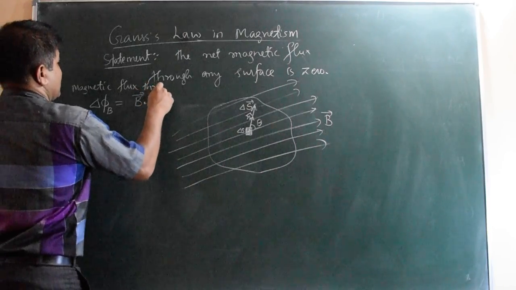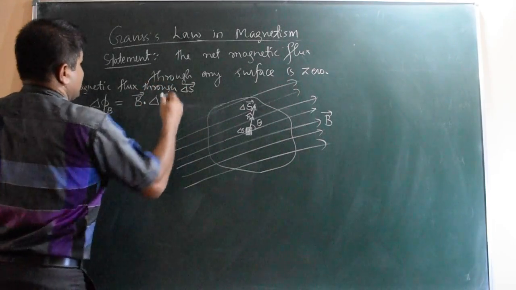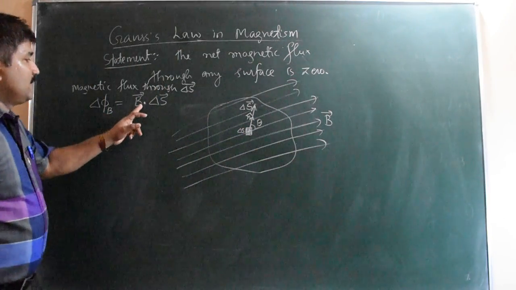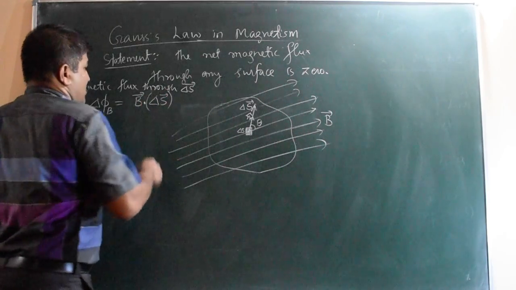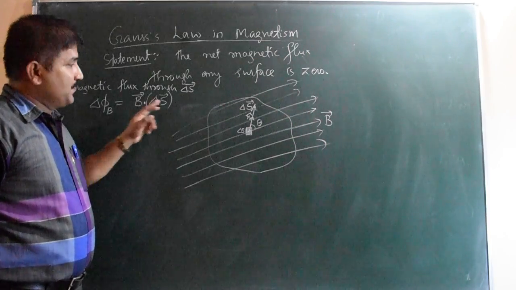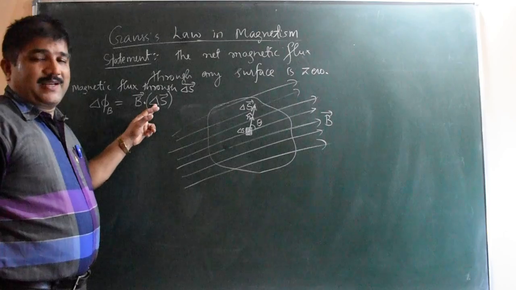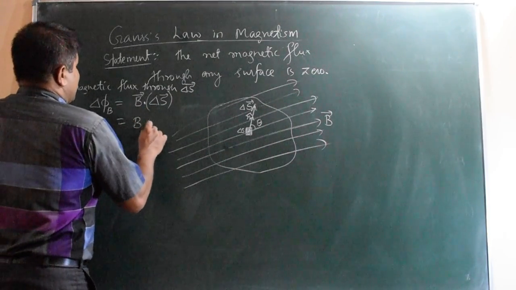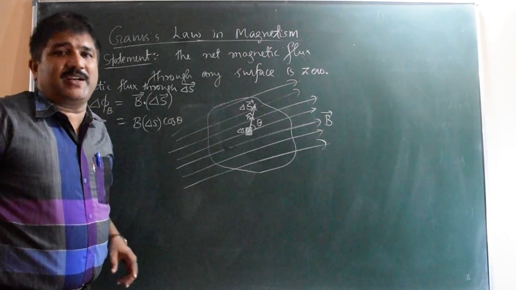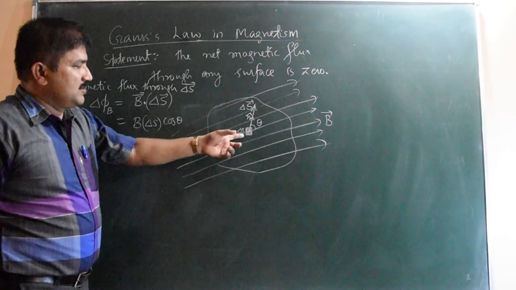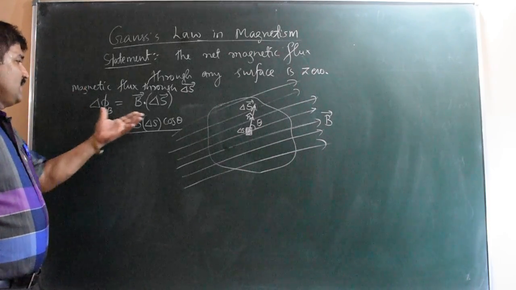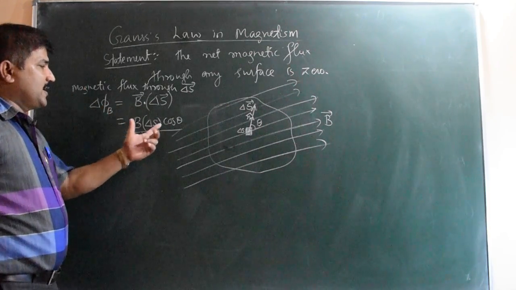through the surface delta S, small elemental area delta S. How much field lines enter? That is the B dot delta S, means dot product of B vector, magnetic field at that point, and delta S vector. We can expand this B delta S into cos theta. The area element is taken very small, infinitesimally small area element. Okay, so this is the expansion after taking dot product: B delta S cos theta.